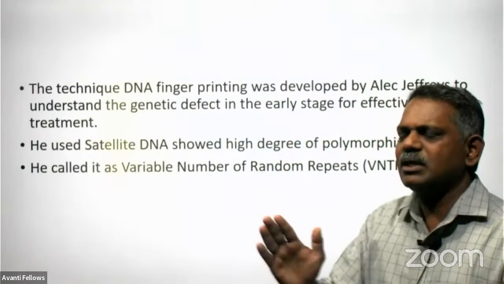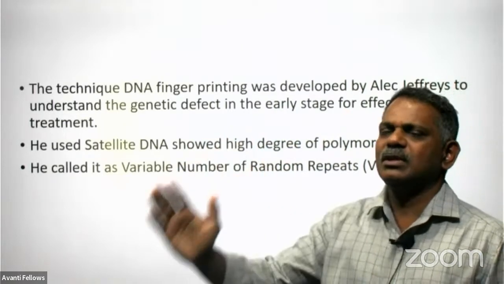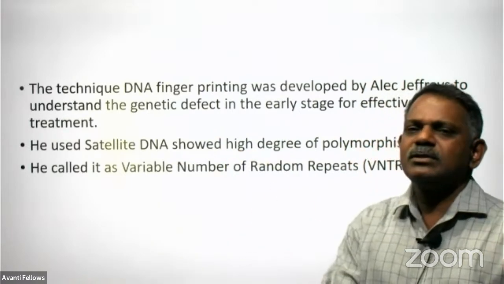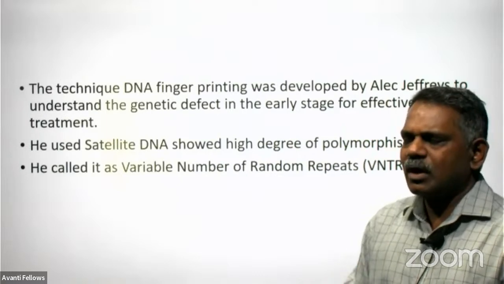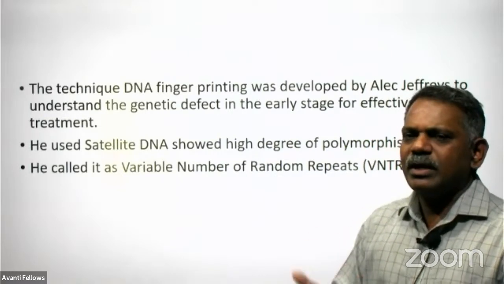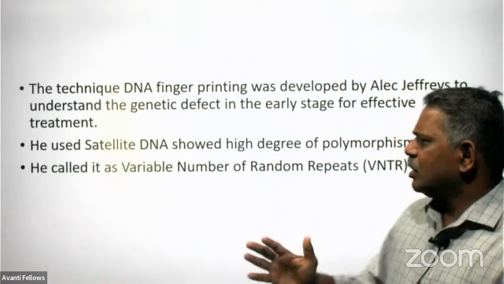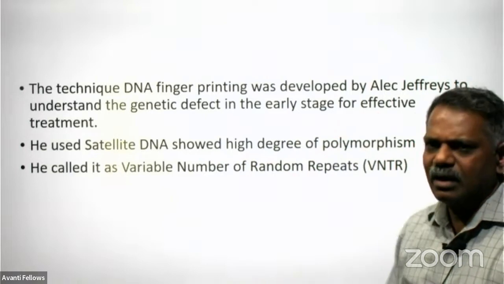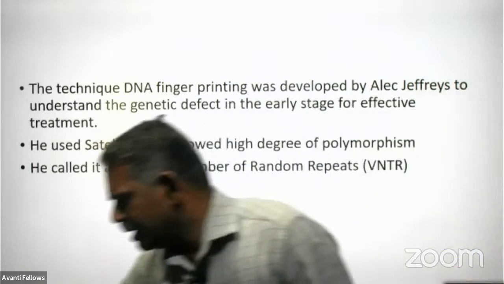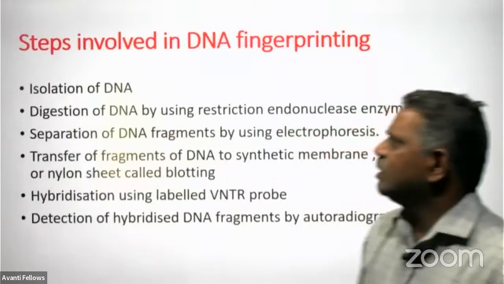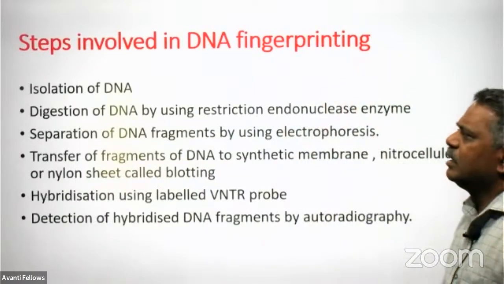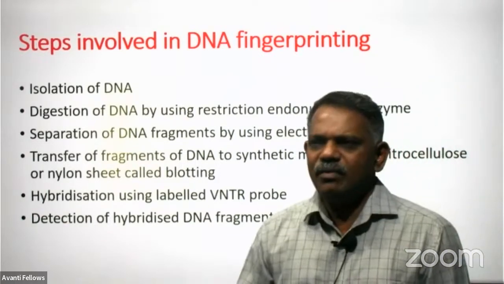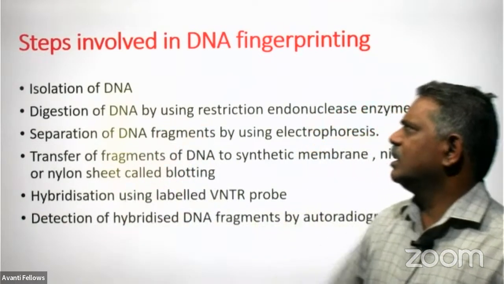Nothing but the repeated sequence of nitrogenous bases present in the DNA of a chromosome, and not coding for any kind of enzyme. It is not coding for any kind of protein, but it is there, and it is showing a high degree of polymorphism, or chemical variations. That area is commonly used for this. Then come to the steps involved in DNA fingerprinting. Now we are discussing the various steps in the process of DNA fingerprinting.